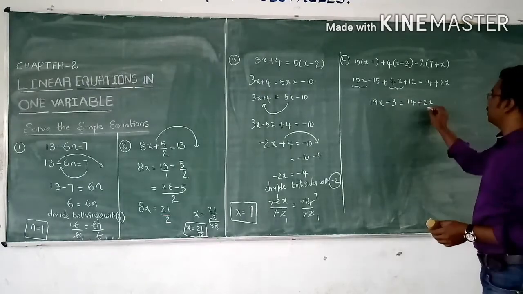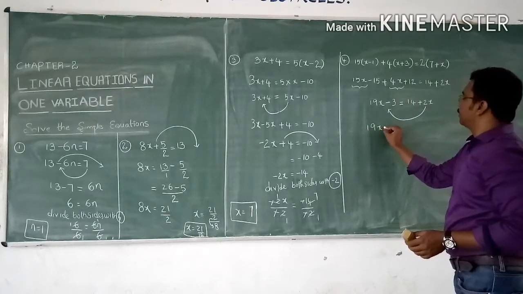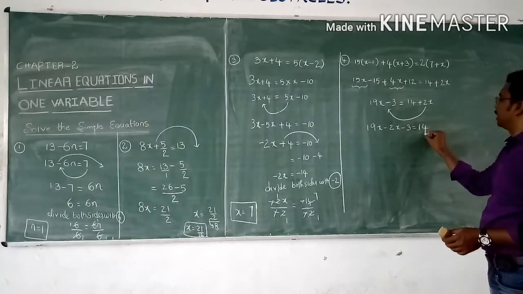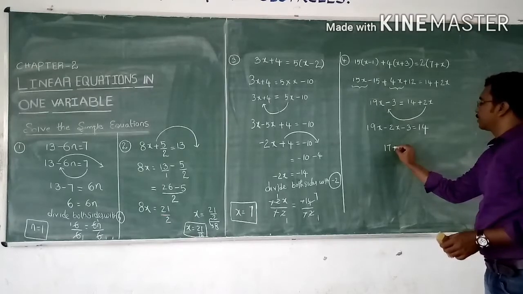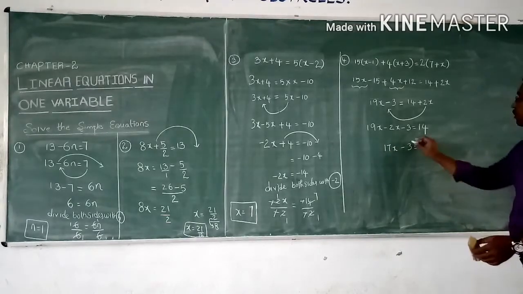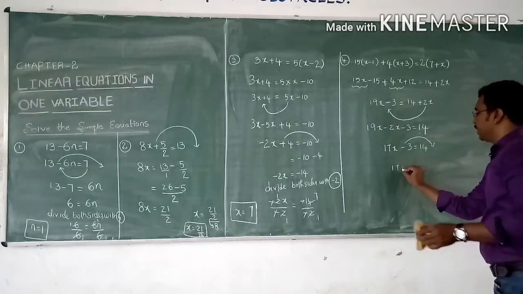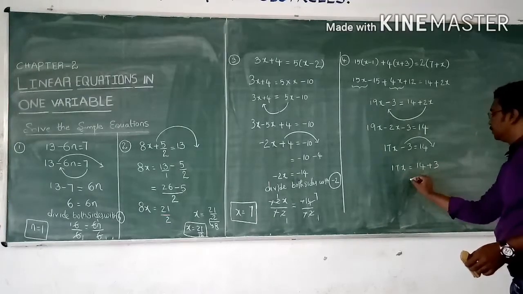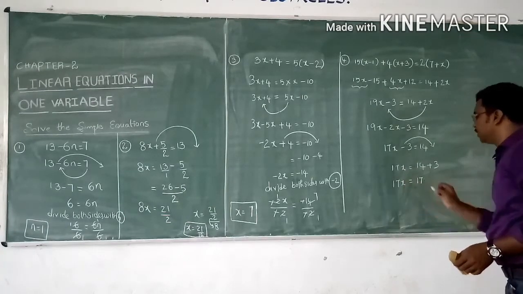On both sides the expressions are 19x minus 3 and 14 plus 2x. Now I am transposing this 2x to this side. What happens? 19x minus 2x minus 3 is equal to 14. 19x minus 2x, 17x minus 3 is equal to 14. Now I am transposing this minus 3 to this side. So here on the left hand side, 17x is equal to 14 plus 3. 14 plus 3 is equal to 17. 17x is equal to 17.